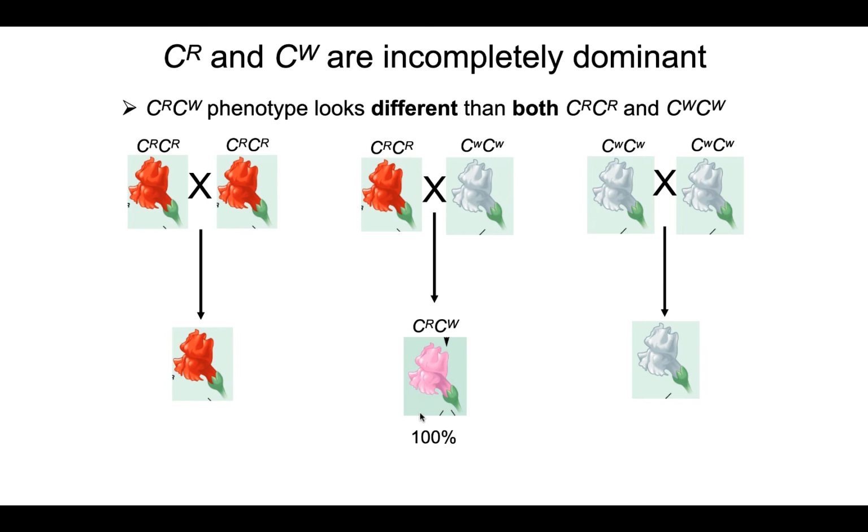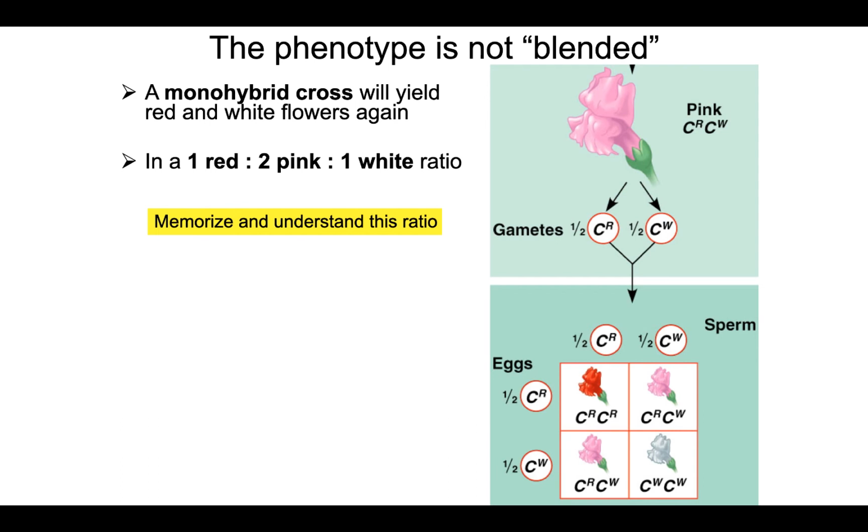And so we say that the CR allele and the CW allele of the flower color gene are incompletely dominant, because when you have a heterozygous state, you see a new phenotype. You see a third phenotype that is not in the mom, that is not in the dad. Now, that doesn't mean that we are blending these two together. If you were to take two pink flowers that are heterozygous and cross them to each other, you're going to see white coming out 1/4 of the time. You're going to see red flowers coming back out 1/4 of the time.